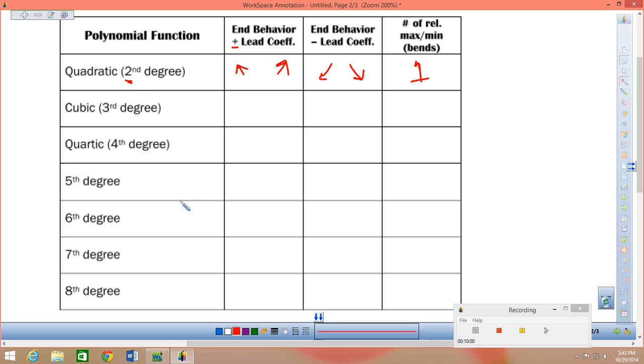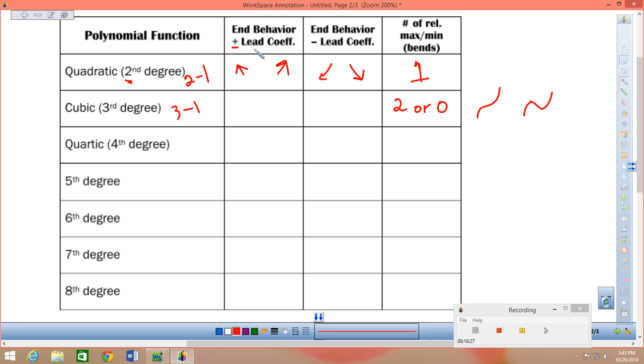Cubic, third degree. 3 minus 1 is going to be 2 bins, or it could be 0 bins. A cubic could look like this, where there's no bins. It could also look like this, where I've got 1, 2 bins.